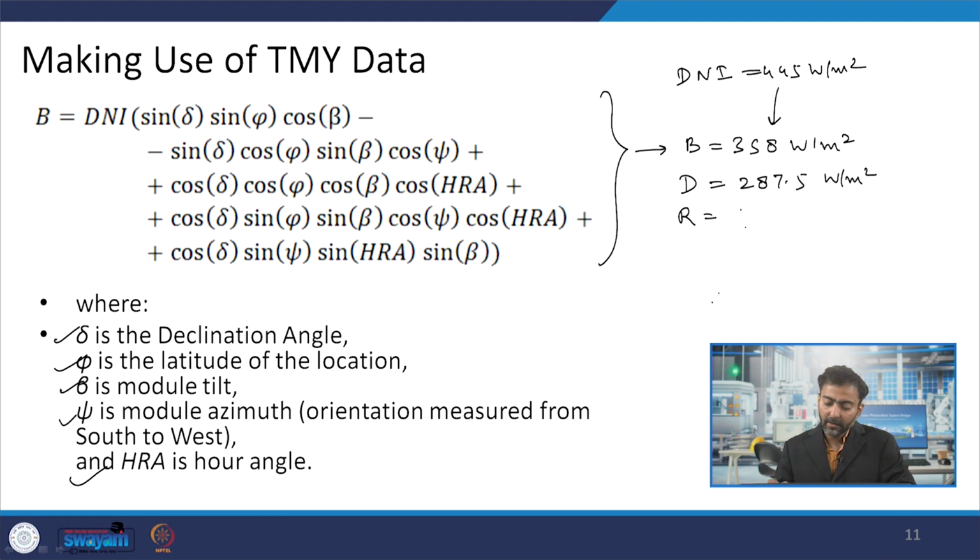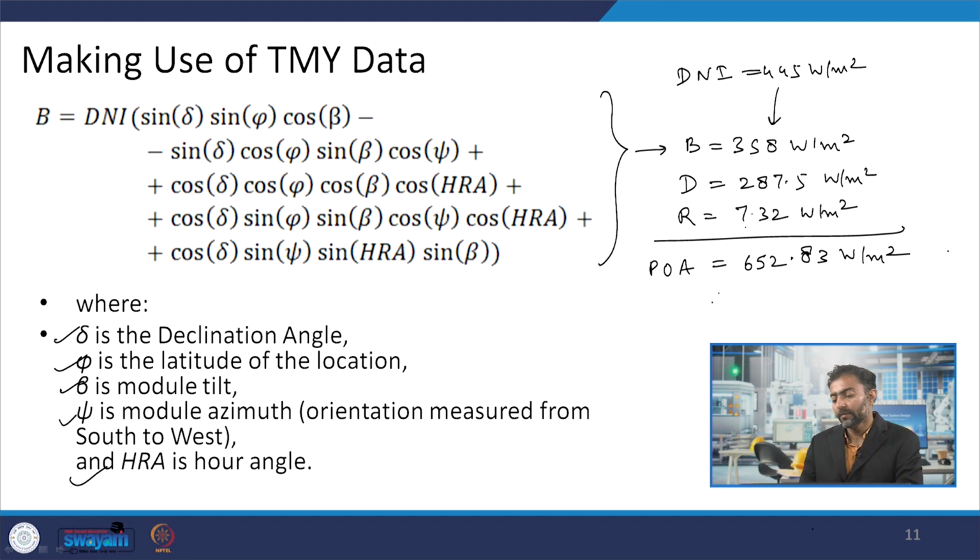And for the reflected radiation, again you need to estimate the GHI, and then from there you take the albedo. Here again we will take 0.2 because nothing special is mentioned about the ground condition. And the reflected radiation here comes out again interestingly in the same range, 7.32 watt per meter square, like what we had in the previous problem. And then you sum them up, your plane of array radiation comes out to be 652.83 watt per meter square.